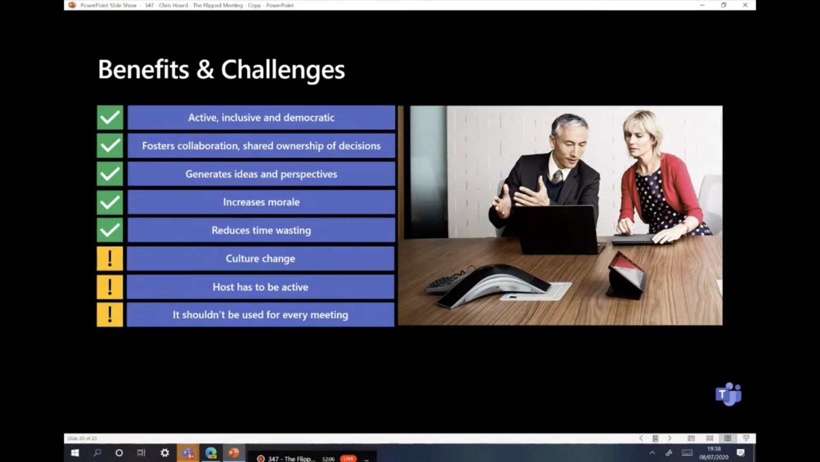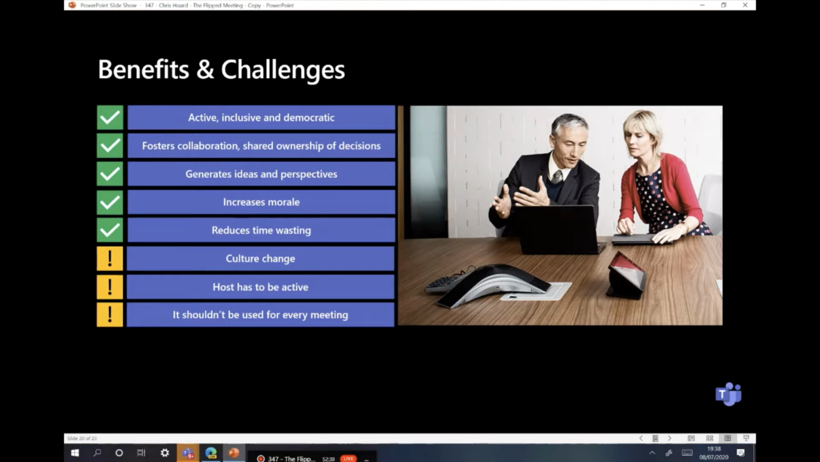Secondly, the host has to be active. It cannot be a case that the host organizes it, comes into the room, and then sits down and lets everyone just get on and do what they want. The host is a facilitator and a mentor there to be able to drive the conversation, drive the decision making. There needs to be a really proactive host in this.